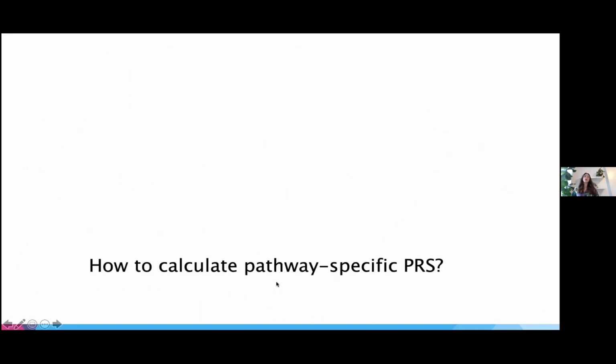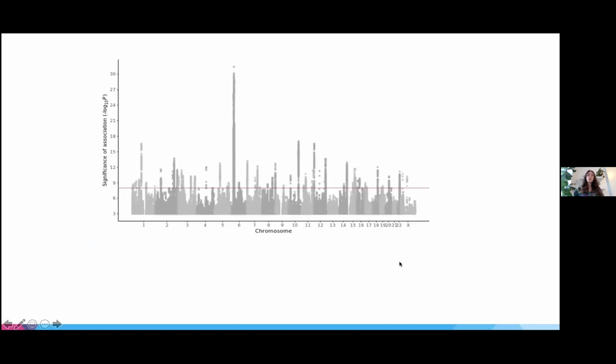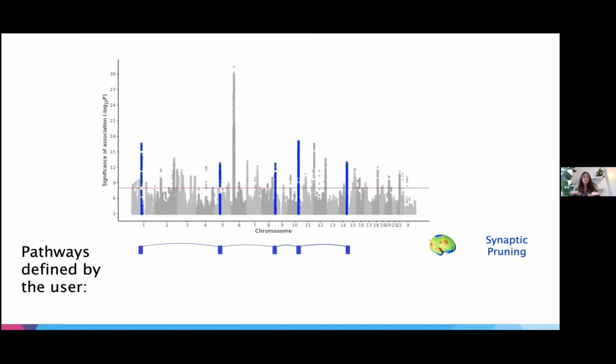So how to calculate these pathway-specific polygenic risk scores? In order to explain this, I'm gonna use a Manhattan plot that is hopefully familiar to many of you, the schizophrenia one from a few years ago. So in this Manhattan, we can see that we have all the genetic signals. And what we are proposing is that maybe some of them are due to, for example, synaptic pruning in schizophrenia. And there are other genes, for example, that are due to immune activation.